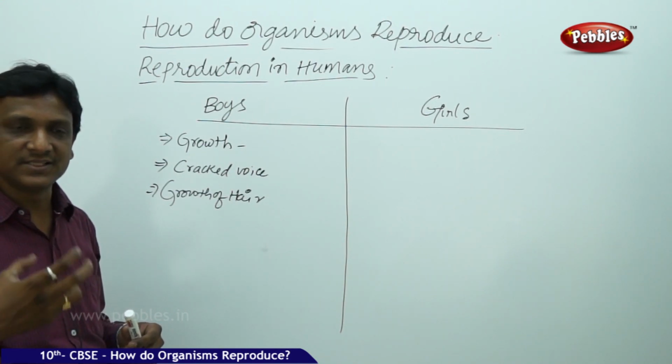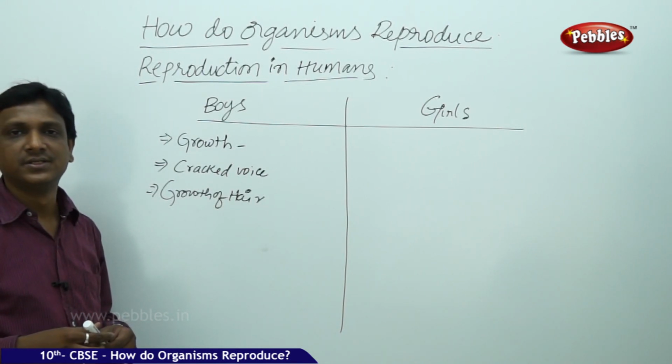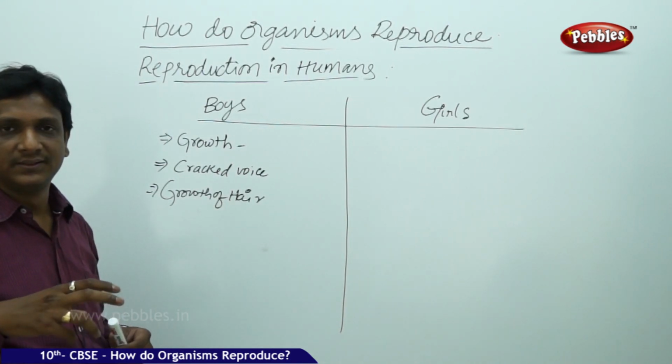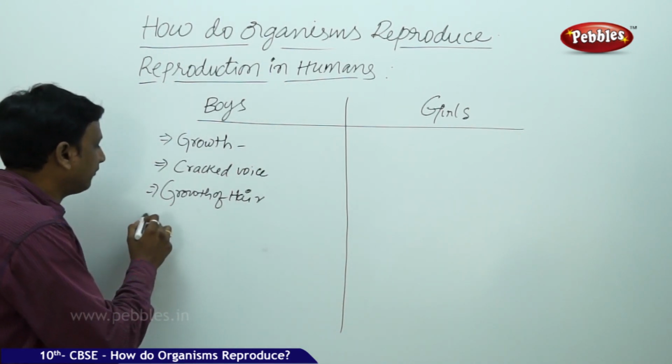The growth of the hair especially starts at this stage when they attain the sexual maturation. So this is one indication that they are attaining the sexual maturity. So, growth of the hairs.